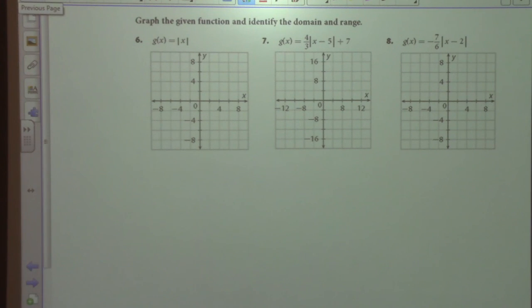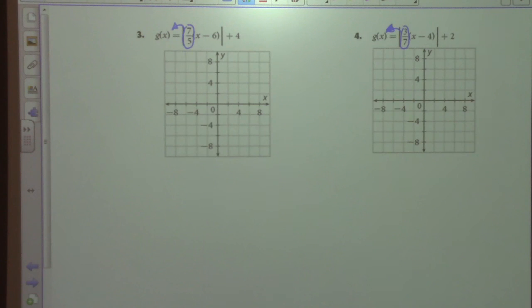Okay, and then they talk about domain and range for 6 and 7. So let me go ahead and I'll just do one of these and then let you work ahead on this. So here, what is going to be your vertex for 3? 6, 4, right? And then we have this 7/5, so what is that going to be?